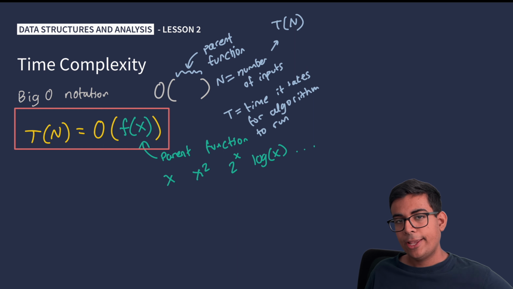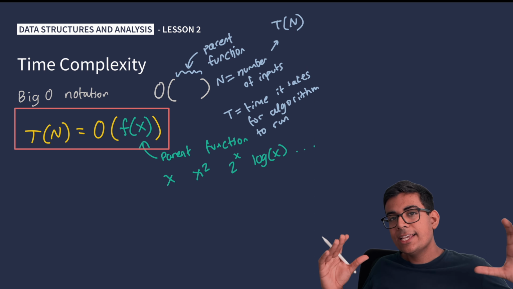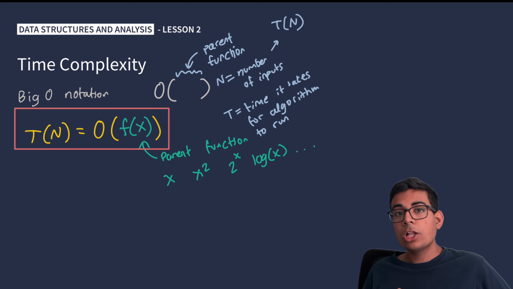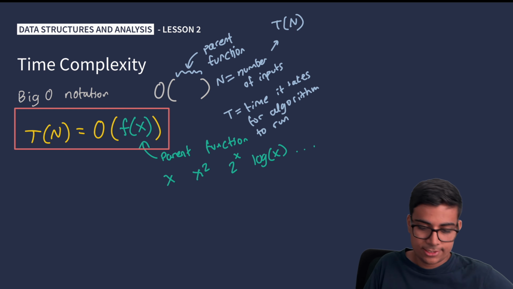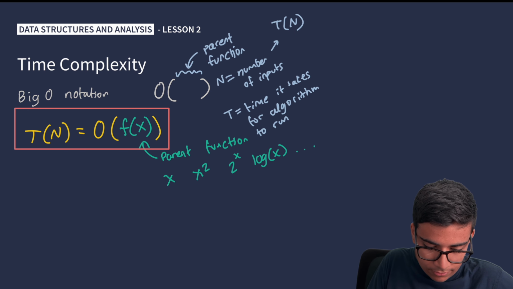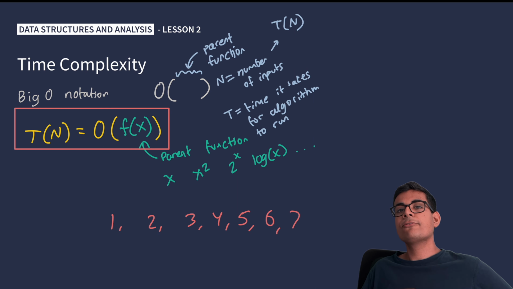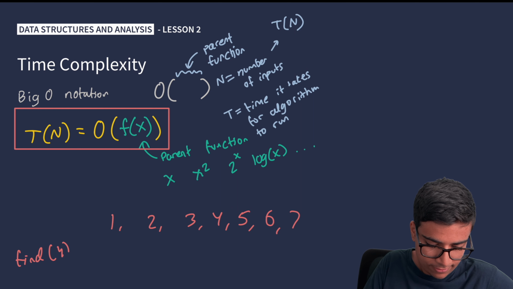But if you think about it, you can have an algorithm that takes in a whole bunch of inputs, but oftentimes you don't actually need to use all of those inputs. Sometimes we'll be able to solve the problem by using only a few inputs and not all of them. If you think about this, for example, let's say I have a list of values 1, 2, 3, 4, 5, 6, 7, and I'm trying to do a find for the value 4.